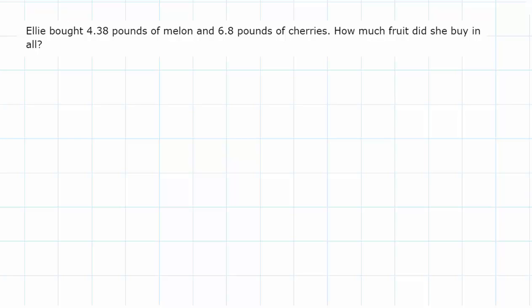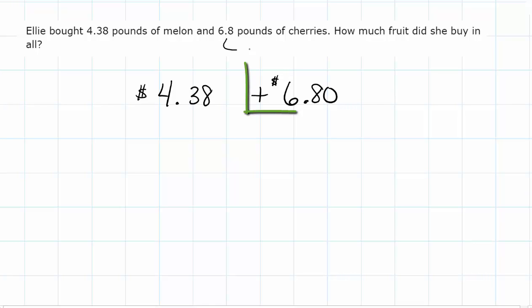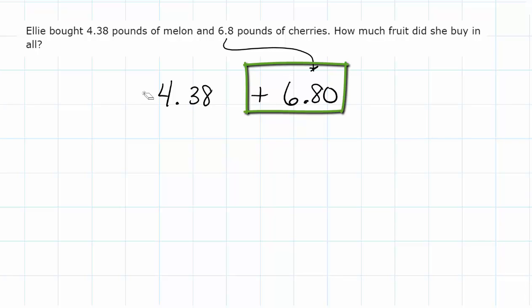Last one, we're talking about buying fruit. Ellie bought 4.38 pounds of melon and 6.8 pounds of cherries. How much fruit did she buy in all? We want to know the weight. Well, let's write it down, and let's make sure that it looks like money once again. Okay, I wrote my dollar signs. 6.8, as you can see, looks like $6.80. I'm going to erase the dollar signs because I know we're talking about pounds. So we can write this out as money. We got to figure out how much we have total.